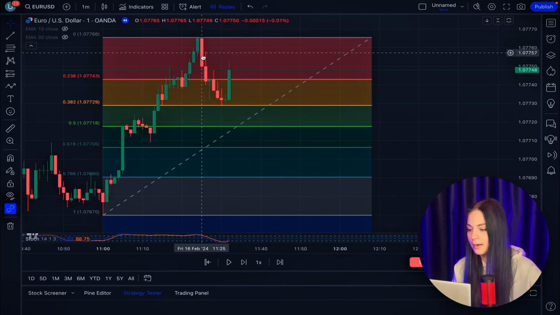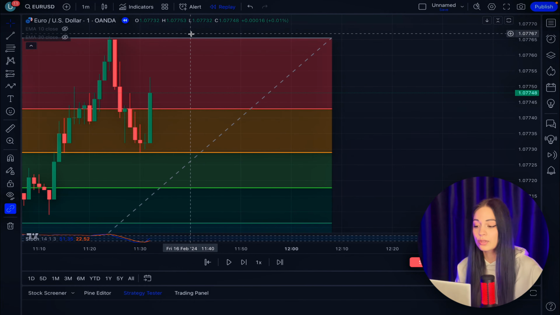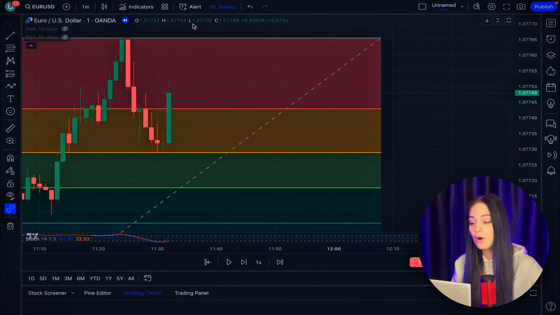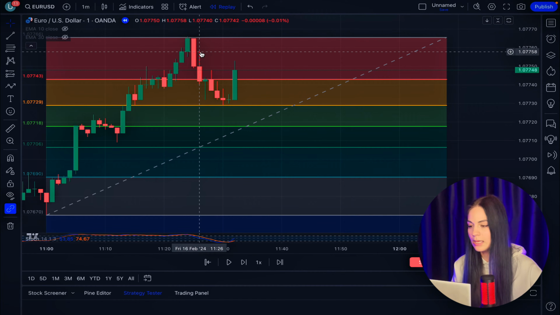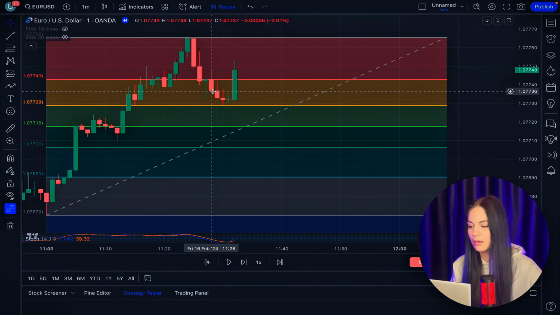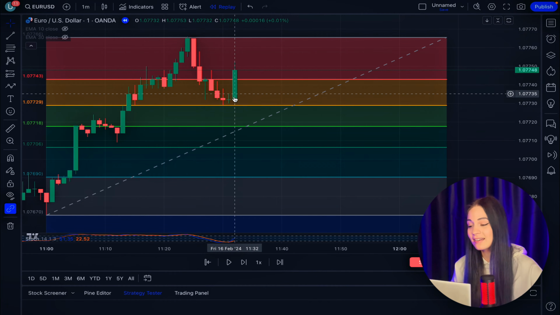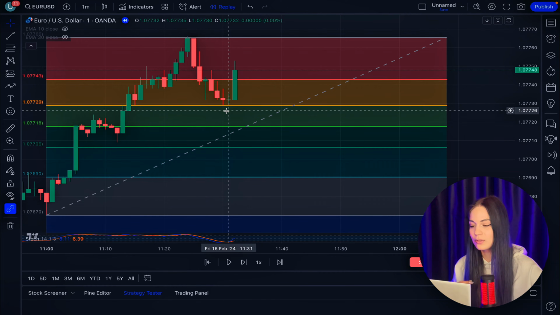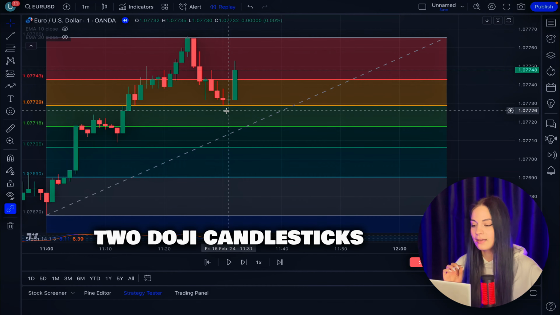Right now we are seeing that there was aggressive growth, and then there was aggressive fall of the price. And let's look closer at the candlesticks. First of all, we're interested in momentum candlesticks. We started with a big red candlestick, and all the next candlesticks became smaller and smaller, and then we see two doji candlesticks.